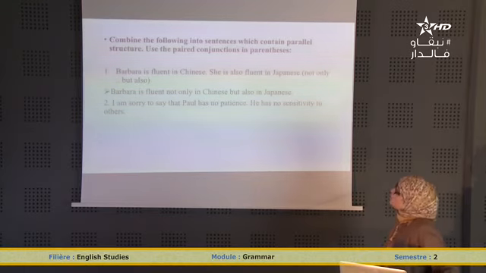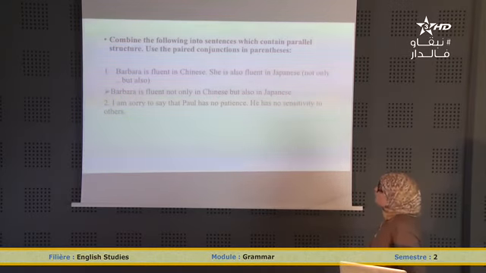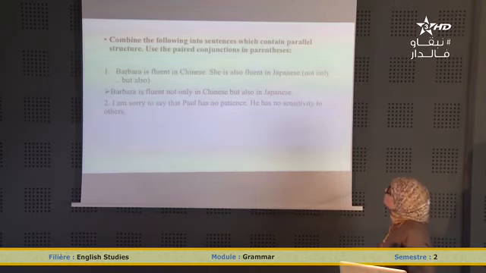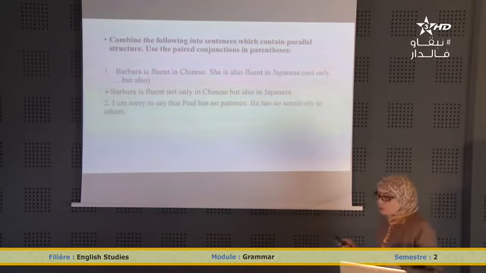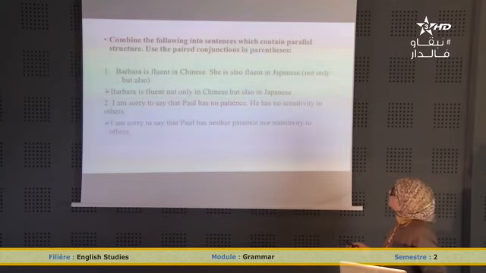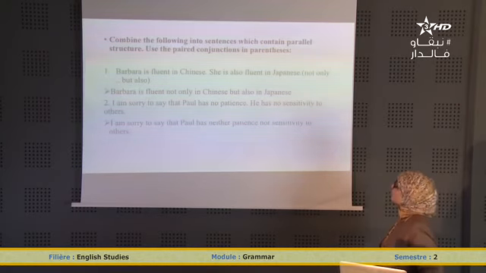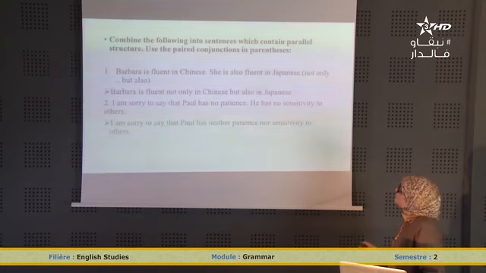Second one, I'm sorry to say that Paul has no patience. He has no sensitivity to others. 2 independent clauses between which we have no coordinating conjunction. Let's use neither nor. I'm sorry to say that Paul has neither patience nor sensitivity to others. Neither patience nor sensitivity. Parallel structures. Noun, noun.